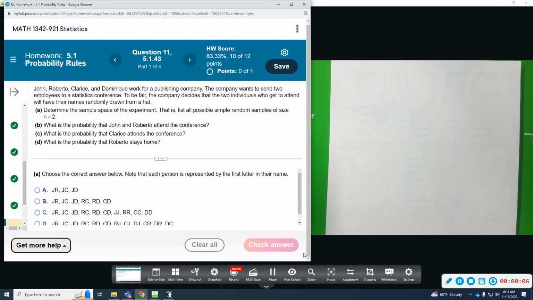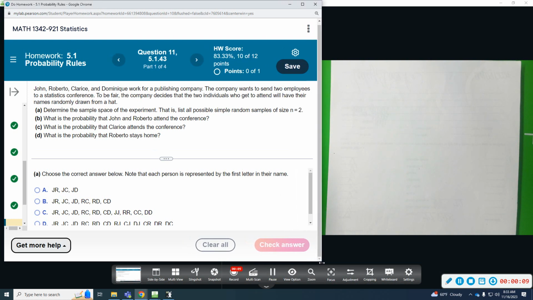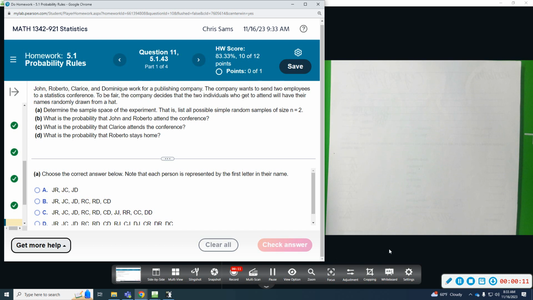All right, problem number 11 says John, Roberto, Clarice, and Dominic work for a publishing company. The company wants to send 2 employees to a statistics conference. To be fair, the company decides that the 2 individuals who will get to attend will have their names randomly drawn from a hat. And so we're going to answer the following 4 questions.